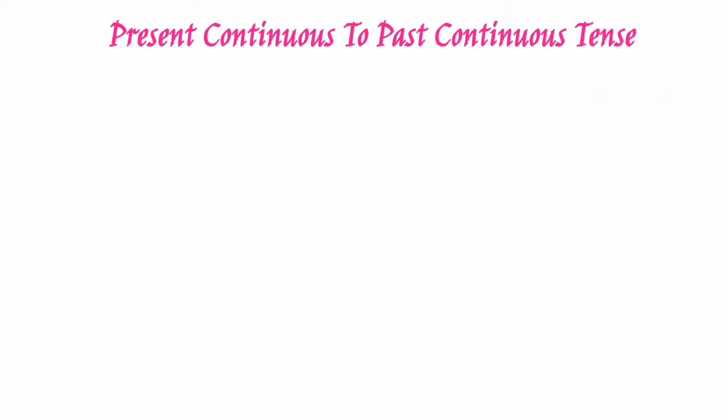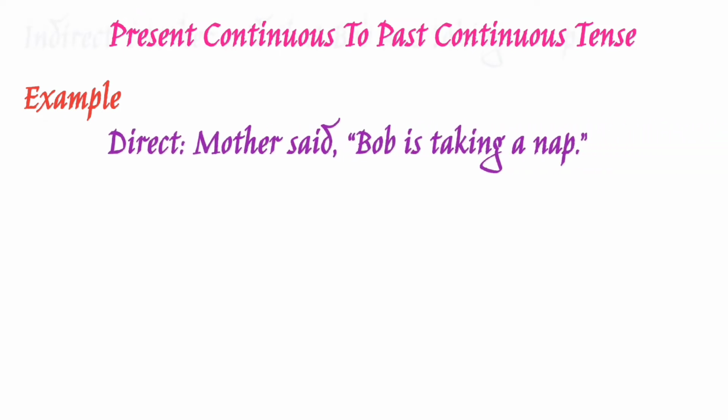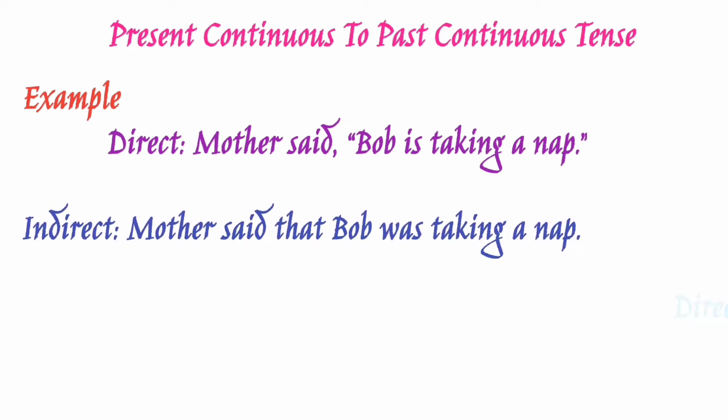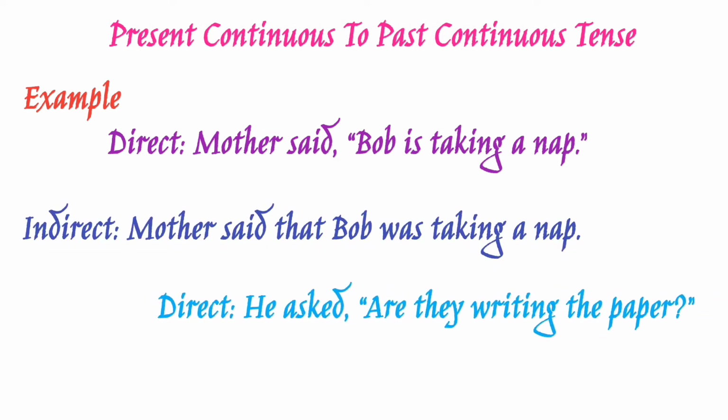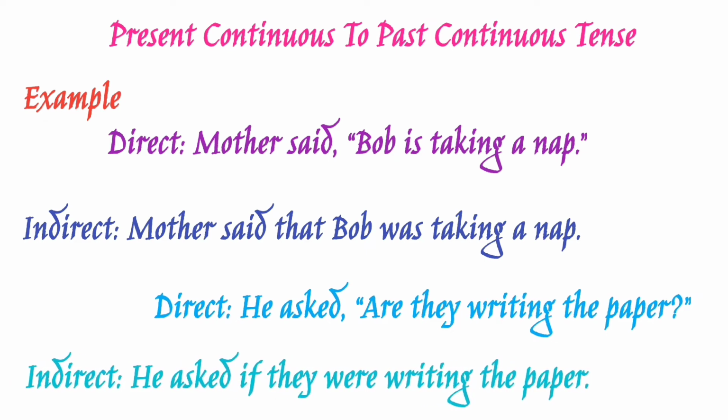Present continuous to past continuous tense. Example. Direct: mother said, "Bob is taking a nap." Indirect: mother said that Bob was taking a nap. Direct: he asked, "Are they writing the paper?" Indirect: he asked if they were writing the paper.